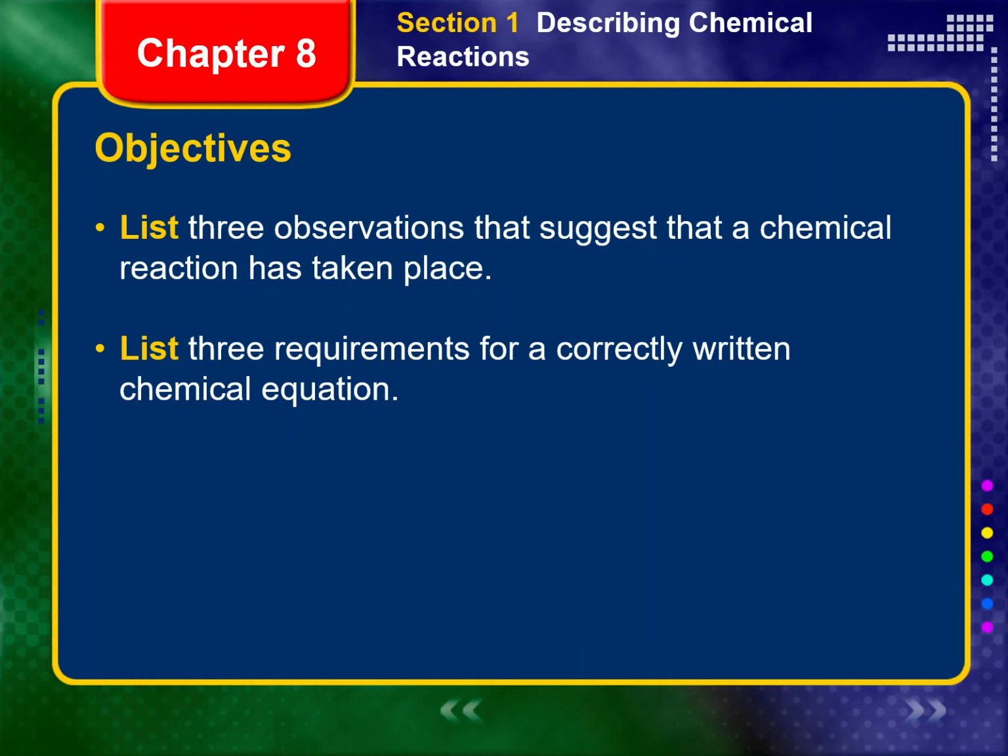At the end of this video, you should be able to list three observations that suggest that a chemical reaction has taken place, and list three requirements for a correctly written chemical equation.